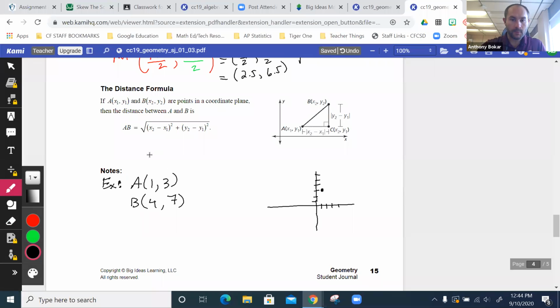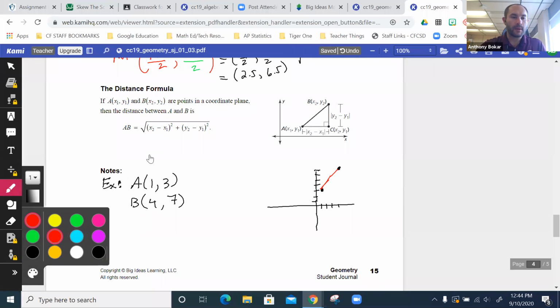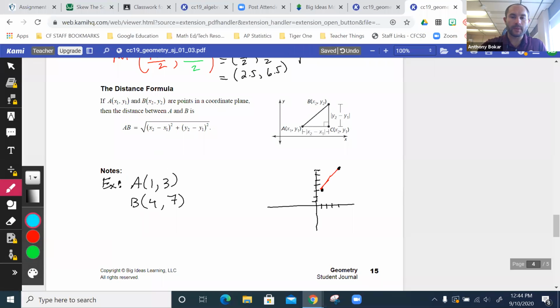2, 3, 4, 5, 6. Yep, there. So let's say I want to find this distance right here. That distance. Well, what we saw the other day is in Desmos, you can just do this, right? Or in our activity, we can just make a little right triangle and count blocks.